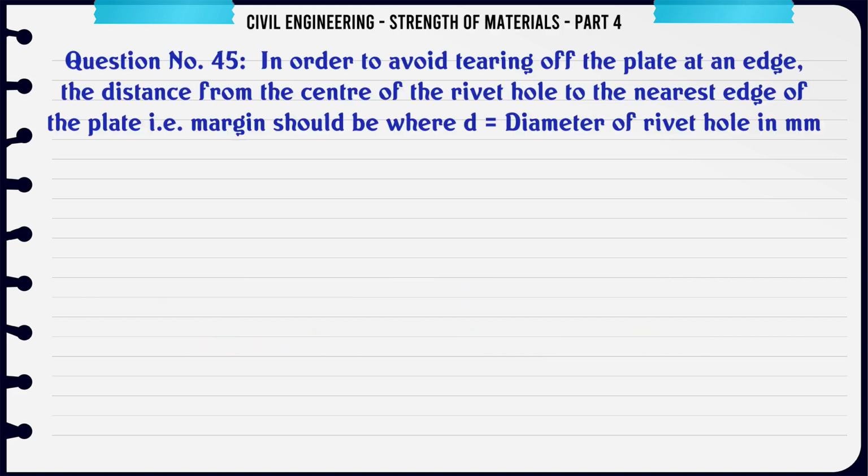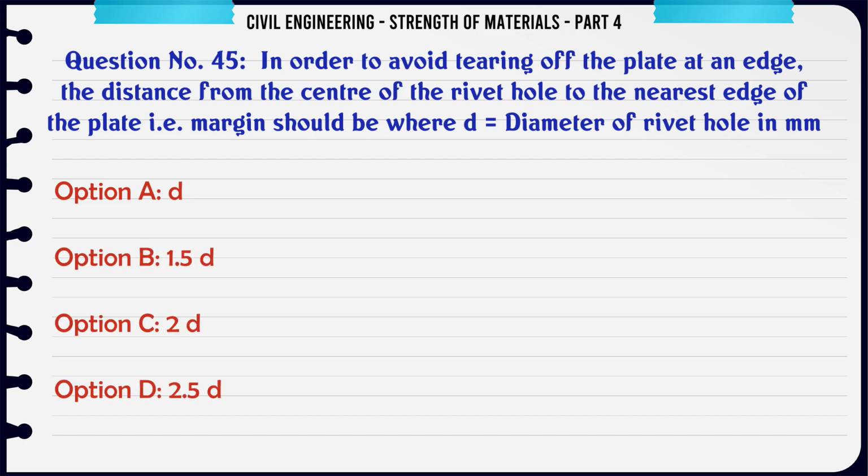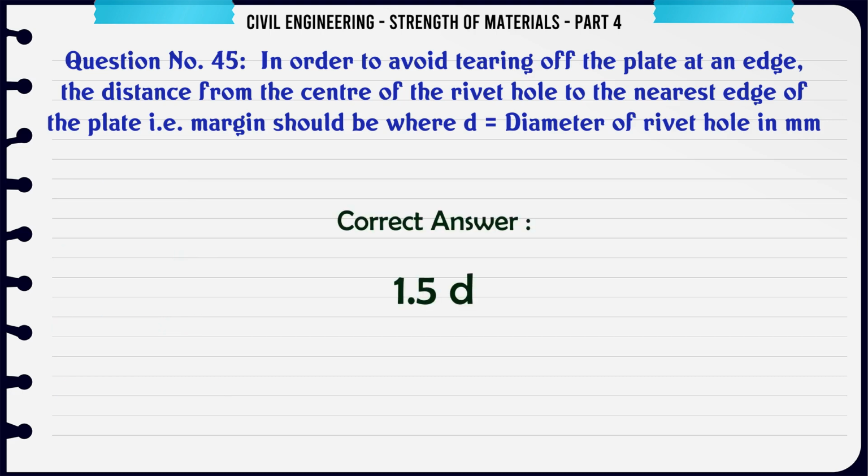In order to avoid tearing of the plate at an edge, the distance from the center of the rivet hole to the nearest edge of the plate, i.e. margin, should be, where D is the diameter of rivet hole in mm. A. D. B. 1.5 D. C. 2 D. D. 2.5 D. The correct answer is 1.5 D.